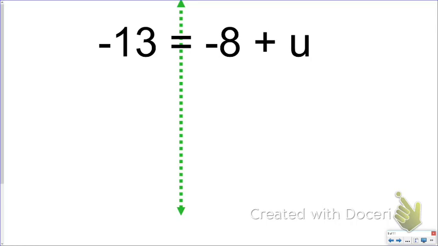Okay, so the variable is on the right side. Does this cause problems for us? Do we handle this any differently? The answer, of course, is no. We can still handle it all the same.